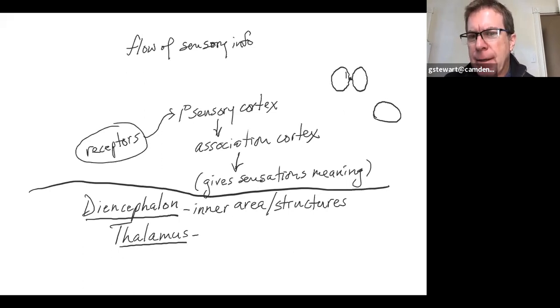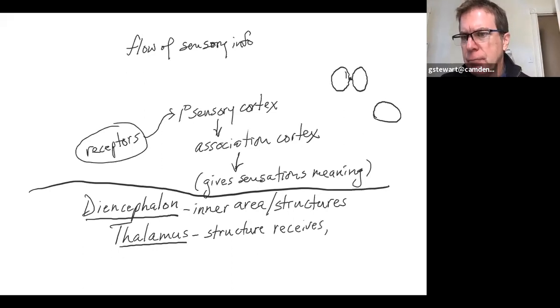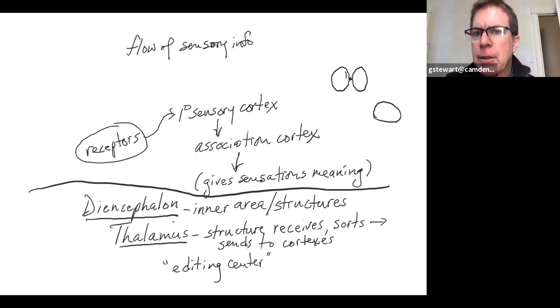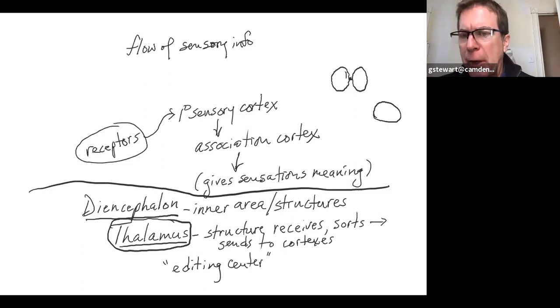The thalamus is a specific structure that receives, does some interpretation, sorts incoming information, and then sends it to the appropriate cortex. So some books refer to the thalamus as the editing center of the brain. That means information comes into the brain, and this structure, the thalamus, sort of decides what to do with that information.